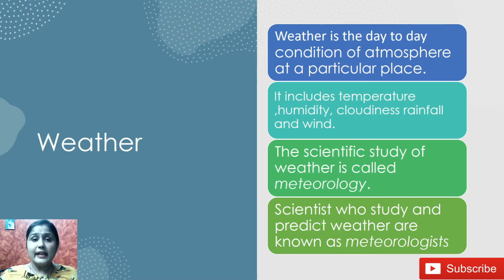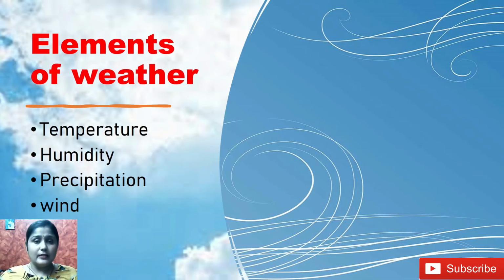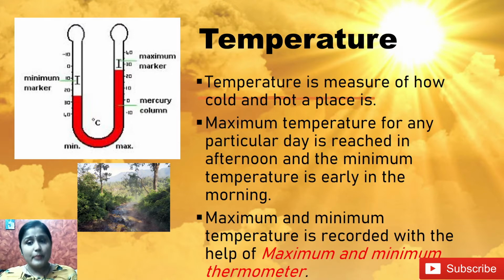Now next is elements of weather. What are the elements included in the weather? First is temperature, then humidity, then precipitation and wind. I will tell you all these elements one by one in detail. First is temperature. What is temperature?